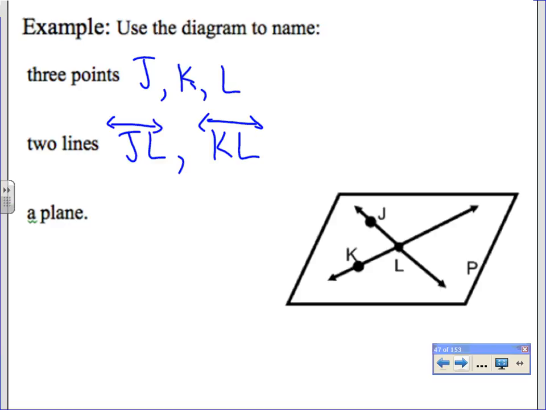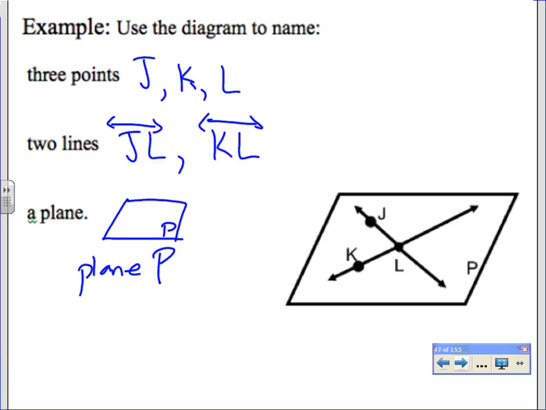And then plane, Jackie? Good. Plane P. I'm just going to draw a plane and put a P in it. You can also just write down plane P. Either way. Okay, so there's our plane.